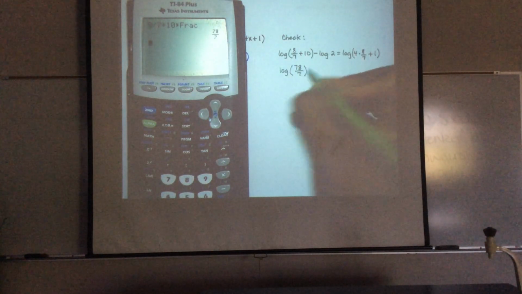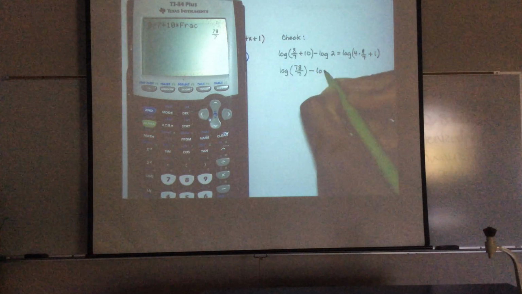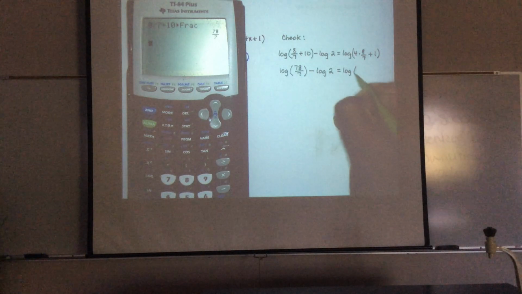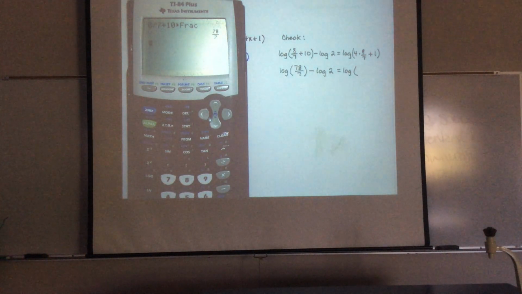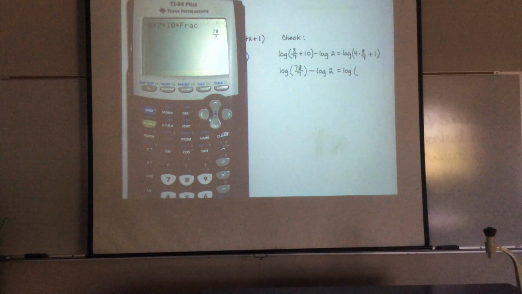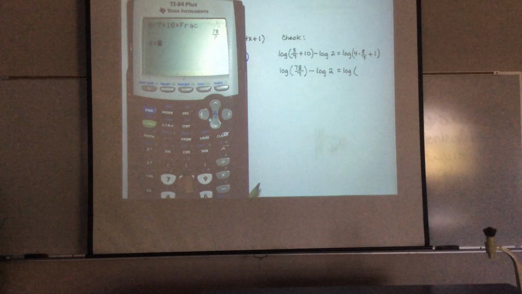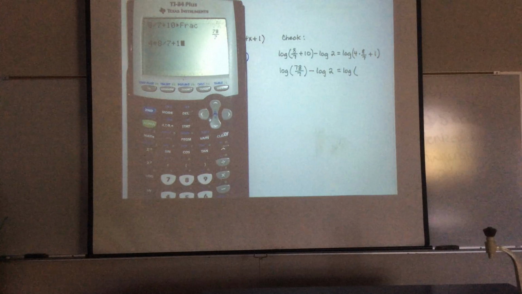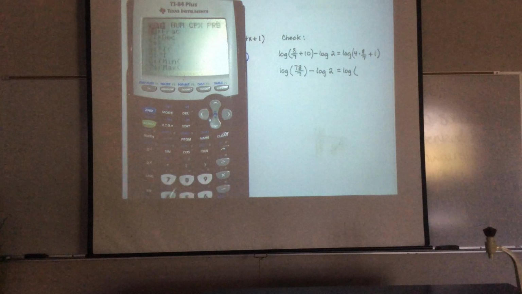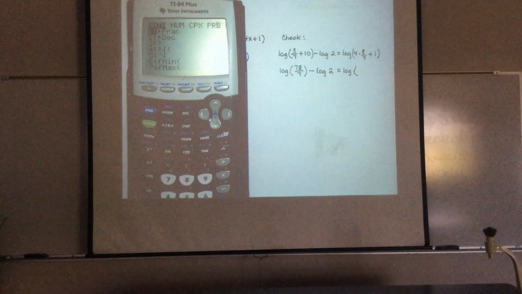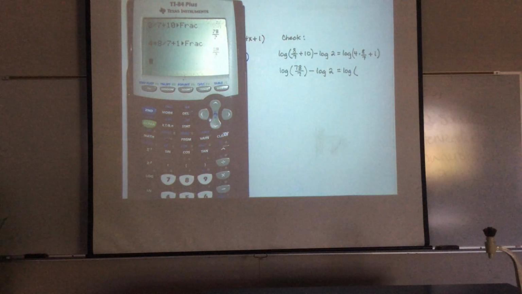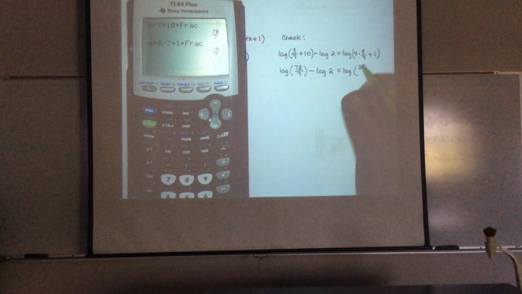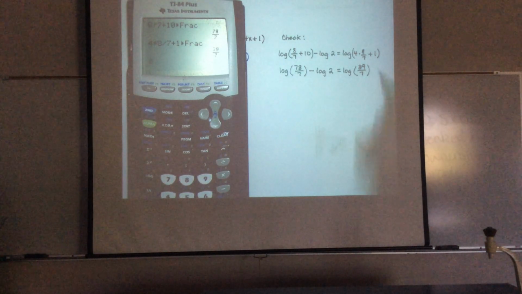And that will give me the log of 78/7. And then minus the log of 2 is equal to the log of, now that 4 times 8/7 plus 1, I'm going to show you how to enter that as well. 4 times 8 divided by 7 plus 1. Then hit your math key, then select number 1 for fraction, and then hit enter. That will be 39/7 on this side.